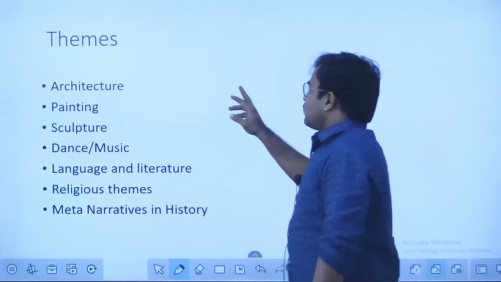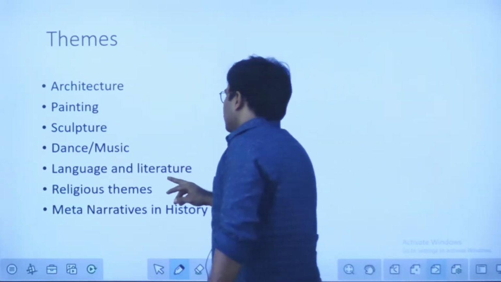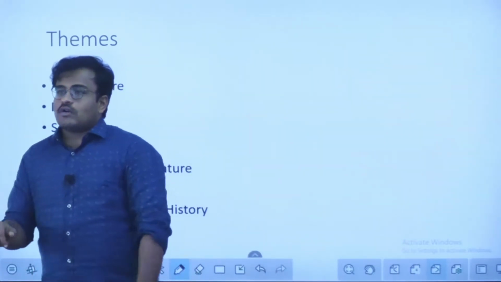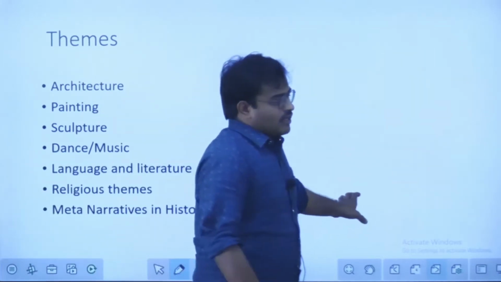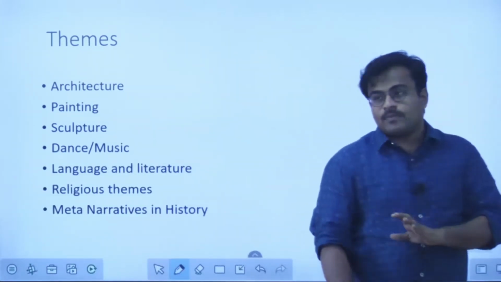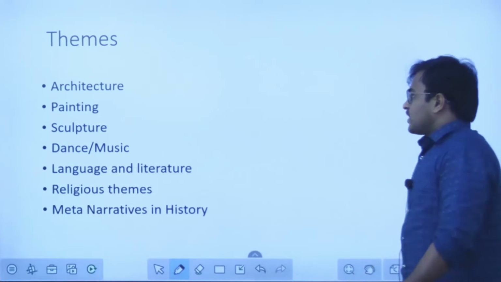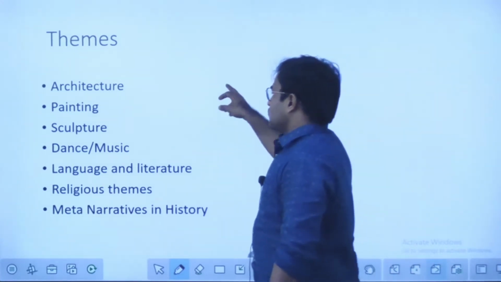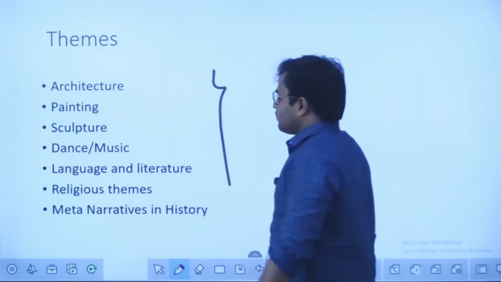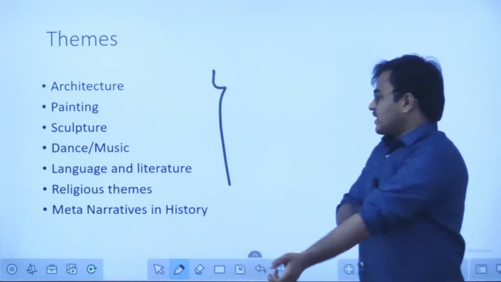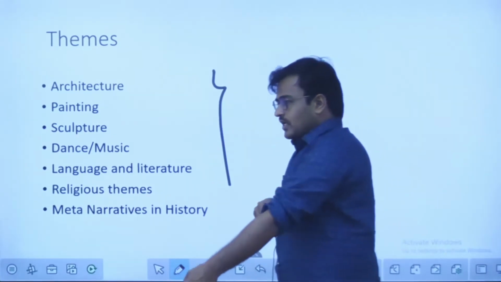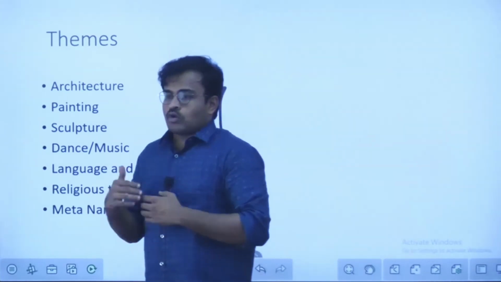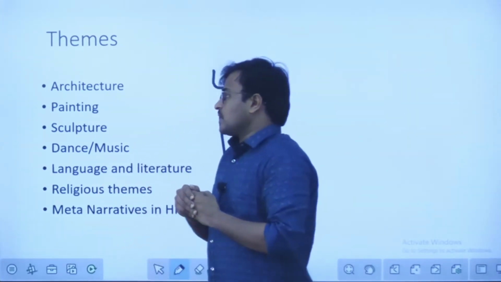Okay, so there are 1, 2, 3, 4, 5, 6, 7. A total of 7 topics which are given as the broader themes, which can be classified based on the previous year questions, and most of the questions fit into one or the other of these things. Either architecture, painting, sculpture, dance, language and literature, religious themes, or meta narratives in history. Only these themes are more prominent.